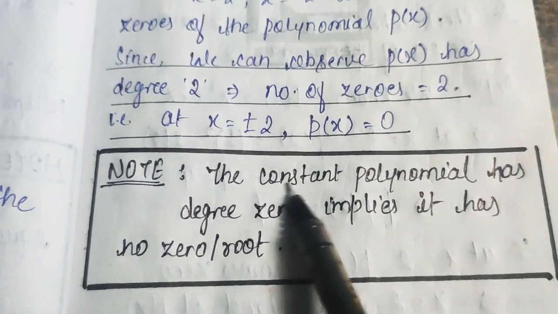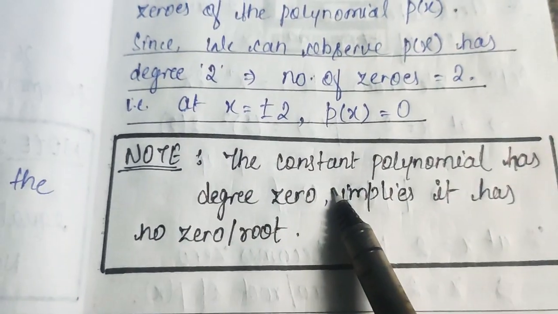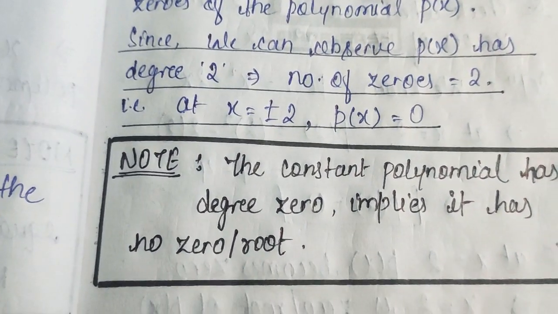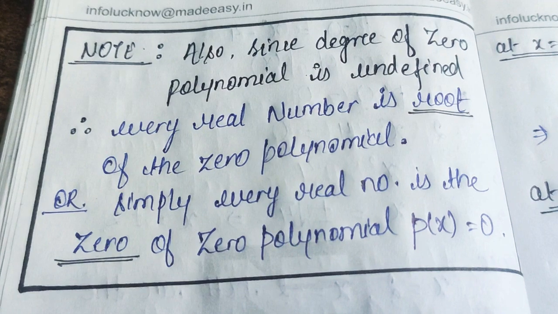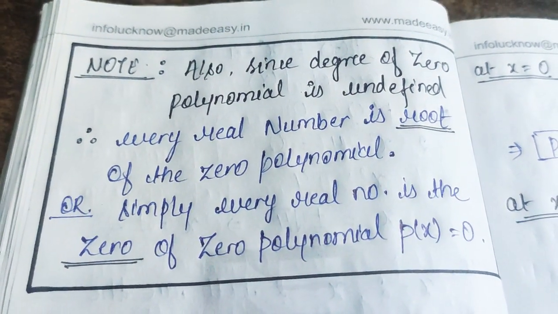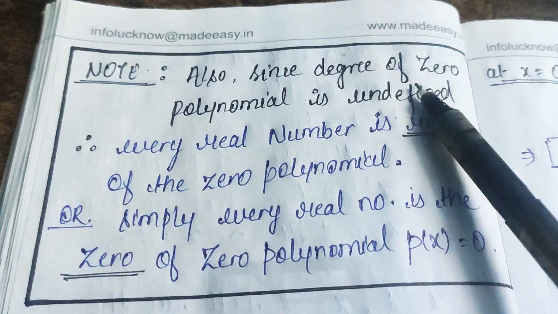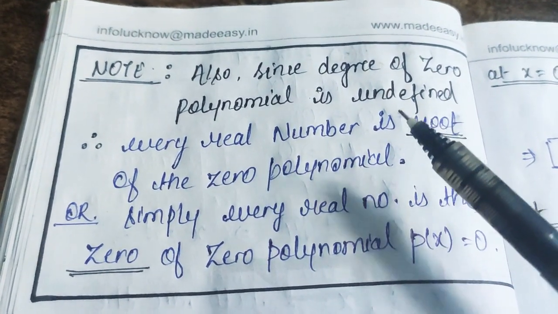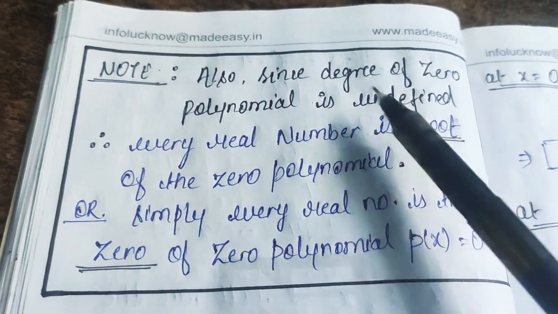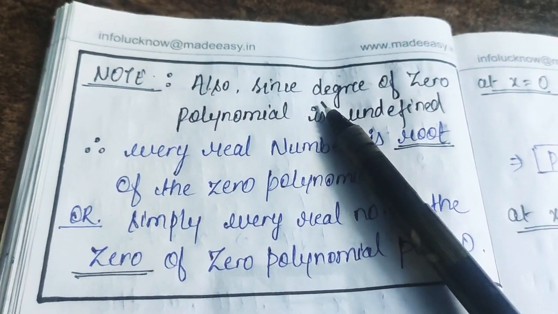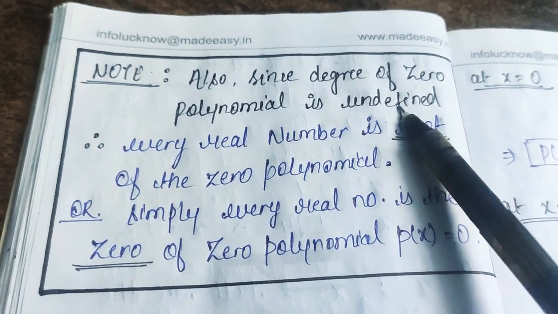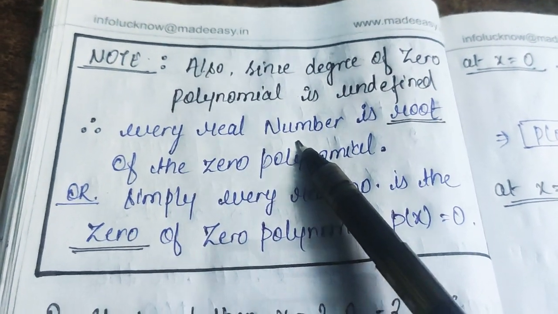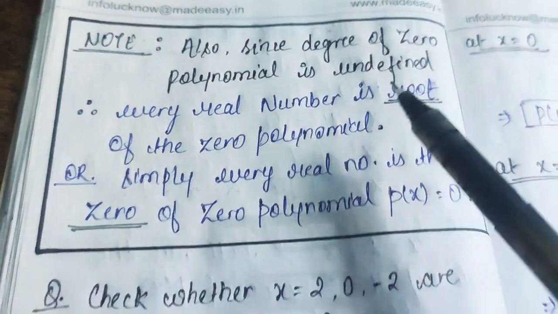Now what about the constant polynomial? You already know that the degree of a constant polynomial is 0. Hence there are no roots, or no zeros, for a constant polynomial. Now what about the degree of a 0 polynomial? You already know the degree of the 0 polynomial is undefined, and since the number of zeros depends upon the degree of the polynomial, and the degree is undefined for the 0 polynomial, therefore every real number will be the root of the 0 polynomial.